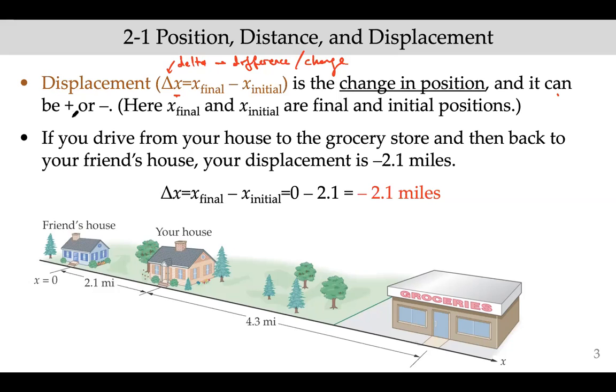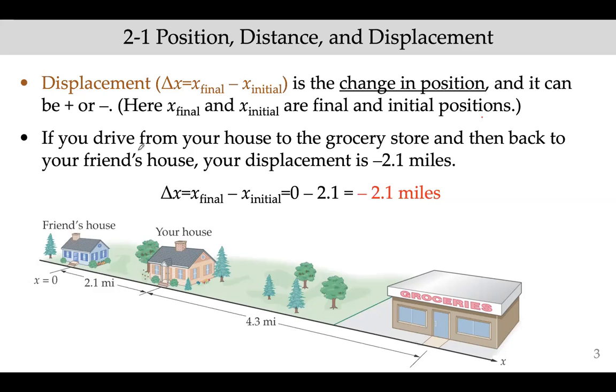And it can be positive or negative, right? If the final is larger than the initial, then this is positive, but if the initial is larger than final, then you will get a negative number for delta x. Here, x final and x initial are the final and initial positions.